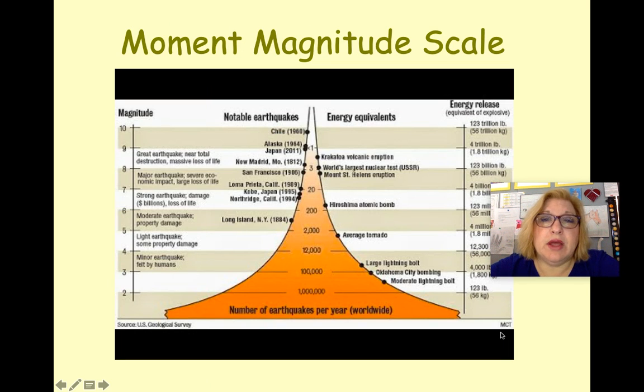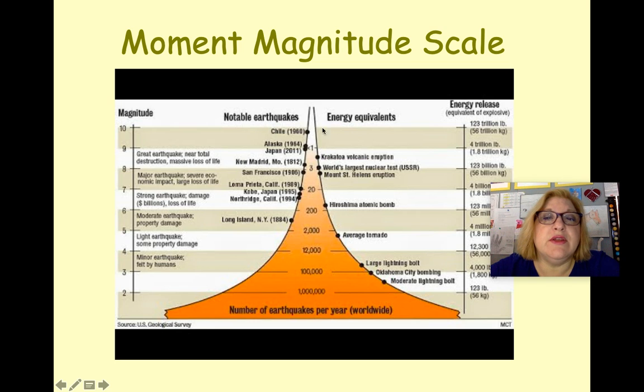This is the moment magnitude scale. The moment magnitude scale is the one that we use today. And this one is a little more precise. You can kind of tell how much energy is being released over here, and then the corresponding magnitude over here. It's similar to the Richter scale. So a 9 is where the absolute highest ones have occurred, producing enough energy to totally destroy the area that they occurred in.